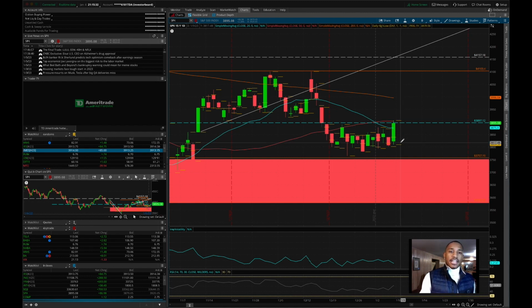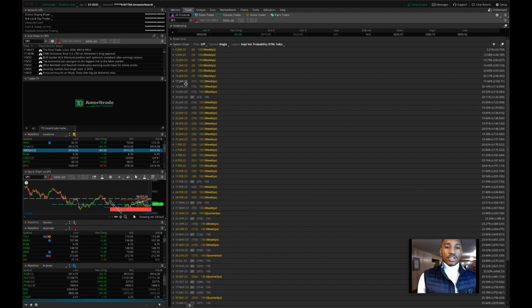All I'm looking for is 80% profit per spread, and then we close the trade. So, with that being said, that is what you want to look for when trading iron condors. I'm going to show you guys really quick before we end the video how to construct it. I almost forgot about that. How do you construct the iron condor?